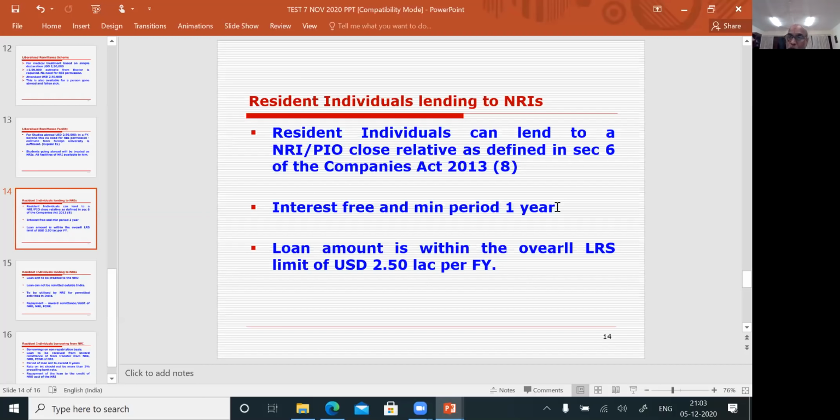What is the maximum amount I can lend? Maximum is 250,000 US dollars. That is my eligibility under the LRS. You know, LRS is eligible only for resident individuals. So the question is resident individuals lending to NRI. Similarly, the 2 slides are there, and questions will come. Whether a resident individual can lend to NRI: yes, he should be a close relative as defined in the Companies Act. The maximum is 250,000, the eligibility in the LRS. It should be an interest-free loan and the minimum period of the loan should be 1 year.